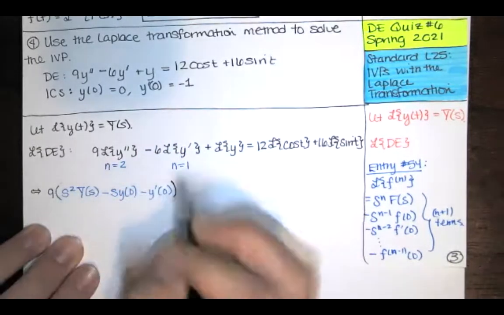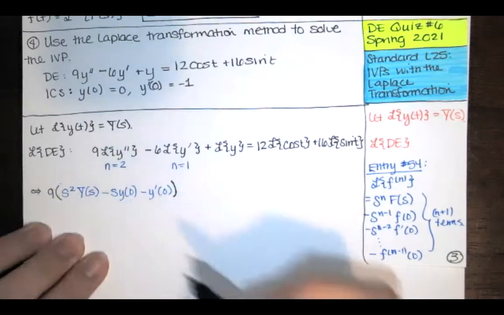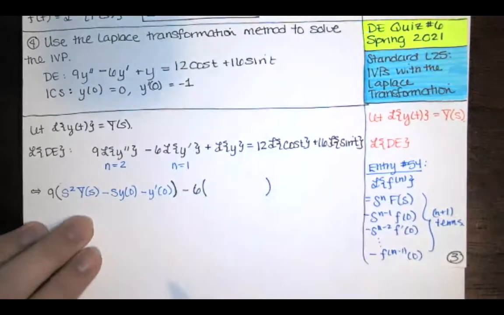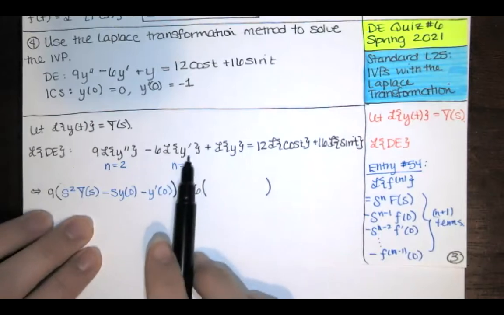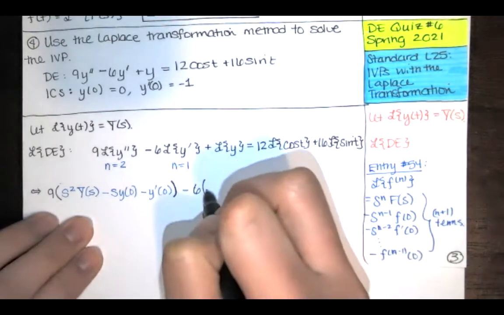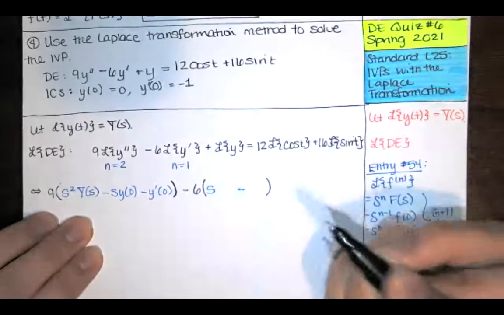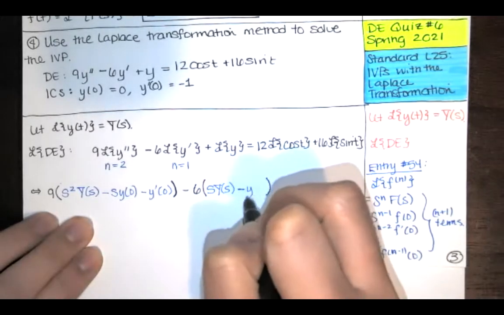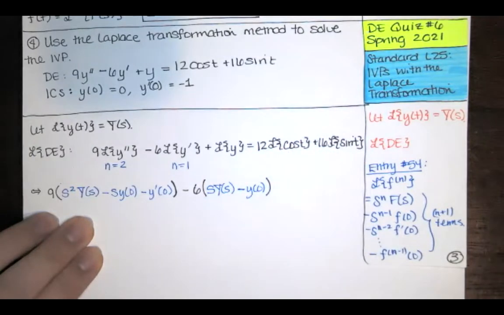Don't forget your parentheses here. All of that is multiplied by the 9. That's very important. Then we have minus 6 times the Laplace transform of y prime. Since that's the first derivative, n equals 1, so we're going to have two terms here. We start with an s to the first, and then we'll have a minus s to the 0 term. This one gets multiplied by y of s, and this one is little y at 0.